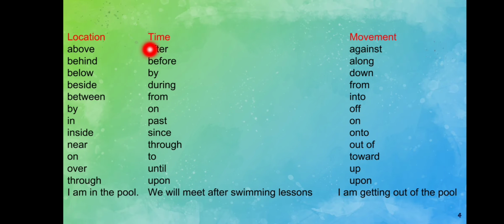I hope you understood that. Now let us see some examples of prepositions which show location, time and movement. The words like above, behind, below, beside, between, by, in, inside, near, on, over, through. Another example is: I am in the pool.